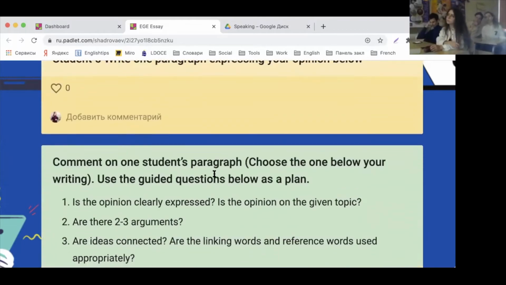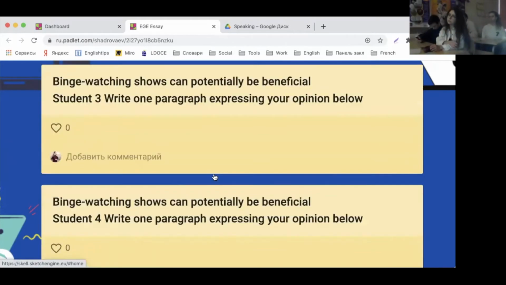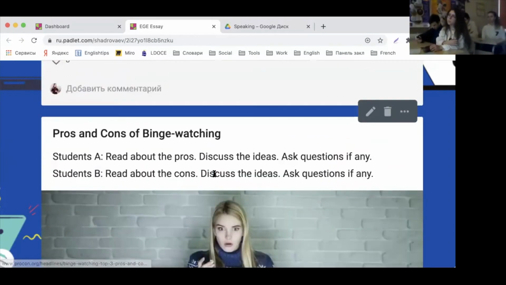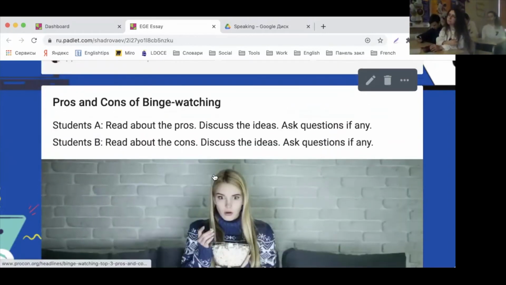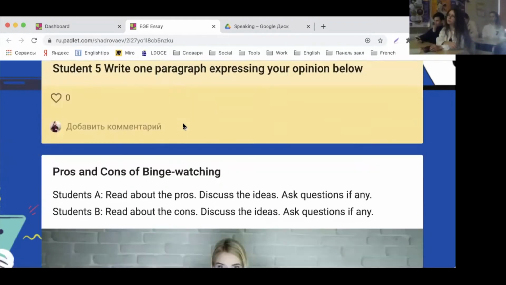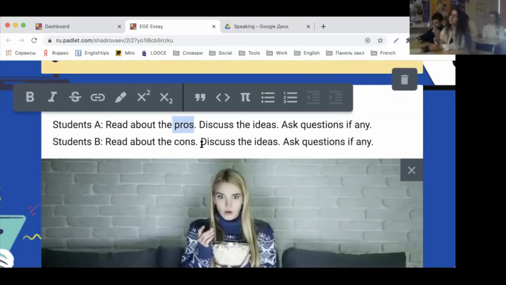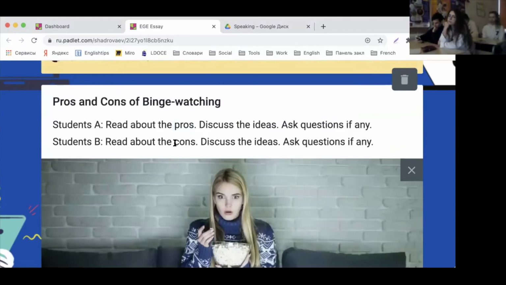We are going now to do a bit of reading, but I think it's good if we have some stages for this reading part. Let me find it. It is called Pros and Cons of Binge Watching. Can I ask two of you to be students A and read only about the pros of binge watching? Let me highlight the pros. And students B, only about the cons.